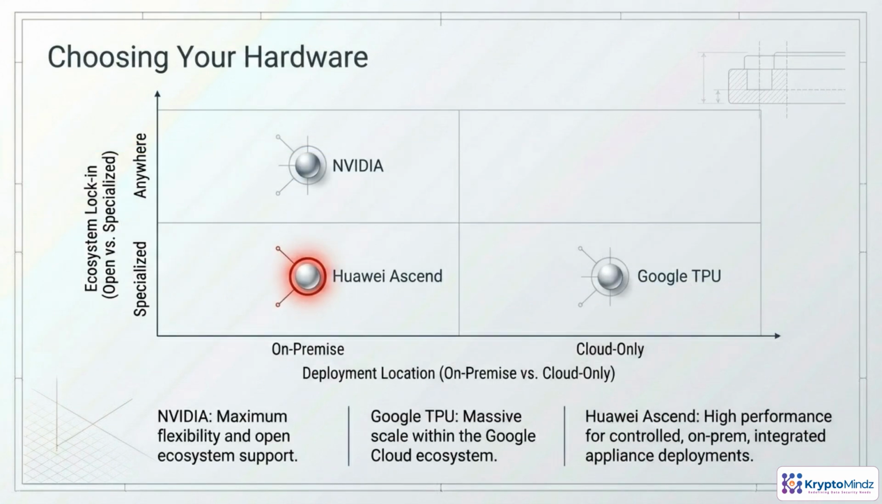When you choose hardware, think along two axes: how locked in you are to a vendor ecosystem and where you need to deploy. NVIDIA is the most flexible. It runs almost anywhere, with broad framework and tooling support, though often at higher cost. Google TPUs are ideal when you're already committed to Google Cloud and need massive managed scale. Huawei Ascend is strongest for controlled, on-prem environments where you can standardize around an integrated appliance.